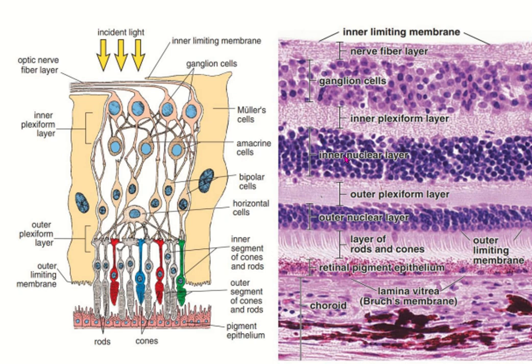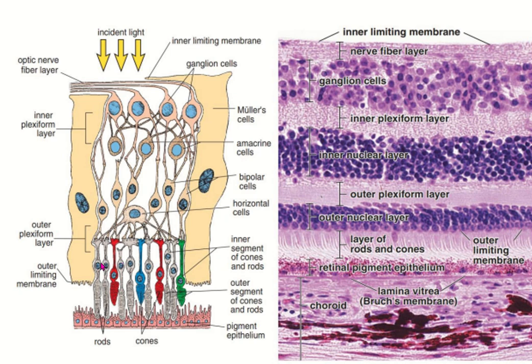Then the inner nuclear layer. The inner nuclear layer is formed by the bipolar cell, amacrine cell and horizontal cell. This is the outer plexiform layer. This layer is formed by the processes of the bipolar cell, horizontal cell and amacrine cell.